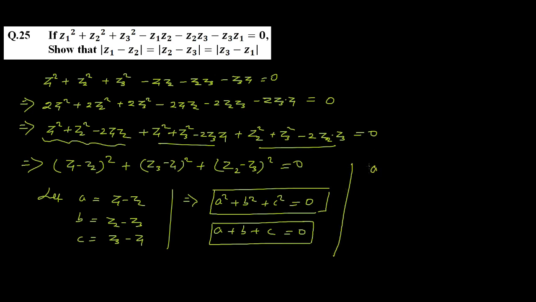Then modulus of a will be same as modulus of b will be same as modulus of c. Okay. That means what is my a? That is modulus of z1 minus z2 is same as modulus of z2 minus z3 is same as modulus of z3 minus z1. Okay, and this has to be proved, and it has been proved here. Okay, so question number 25 is done.